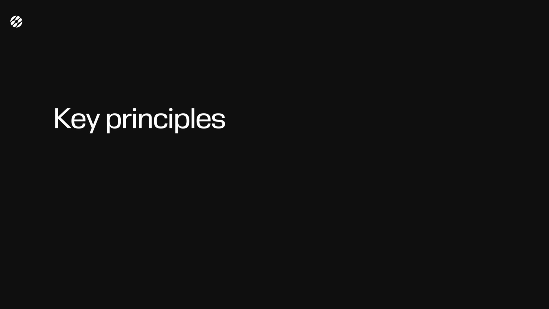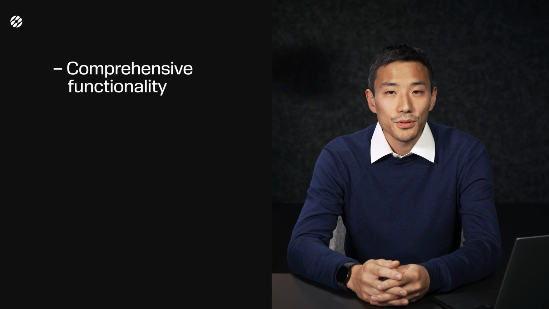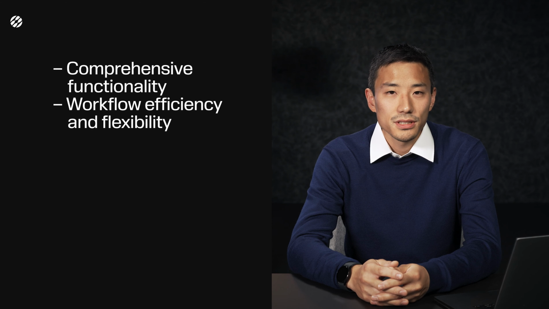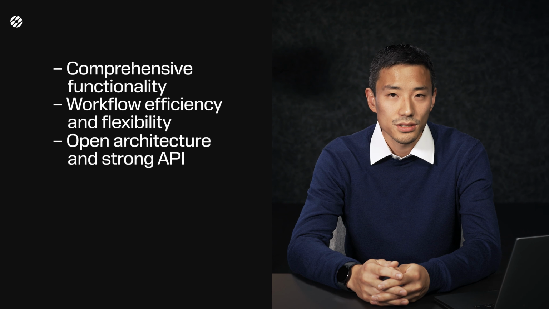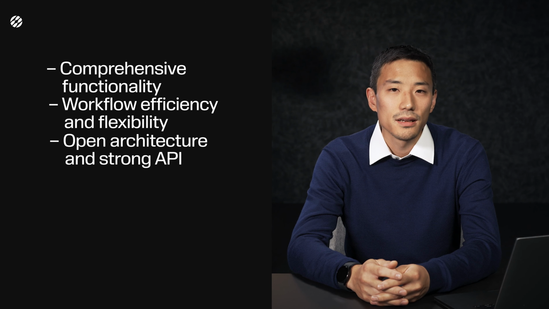I'm the Product Development Director at Sigma Nest, and today I have a few thoughts to share about designing user-centric UI UX for manufacturing software. A few key principles guide our team in designing user-centric UI and UX for manufacturing software. It really consists of three main points: comprehensive functionality, workflow efficiency and flexibility, as well as a third point for open architecture and having a strong API.